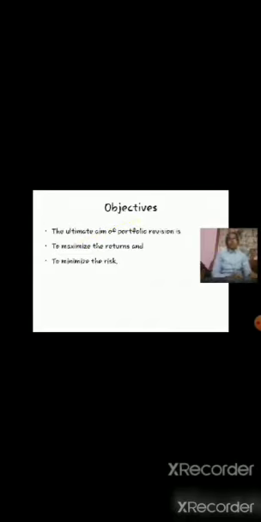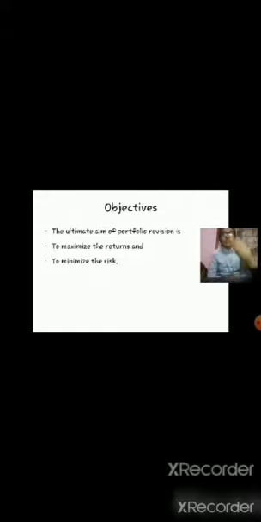Next, we'll talk about the objectives. The ultimate aim of any portfolio revision is to maximize the return and to minimize the risk. That means optimal utilization of resources in order to achieve the maximum profit.